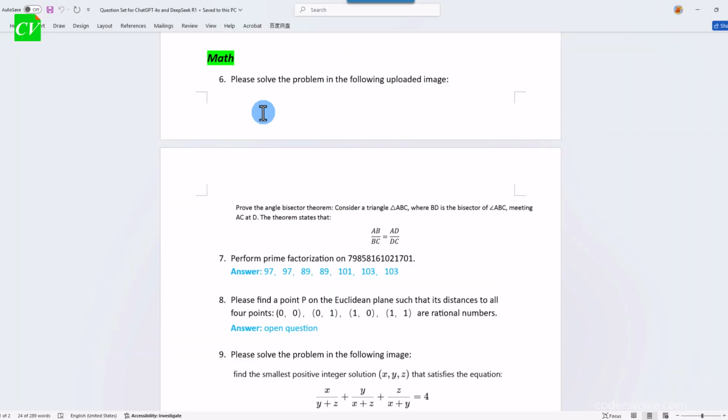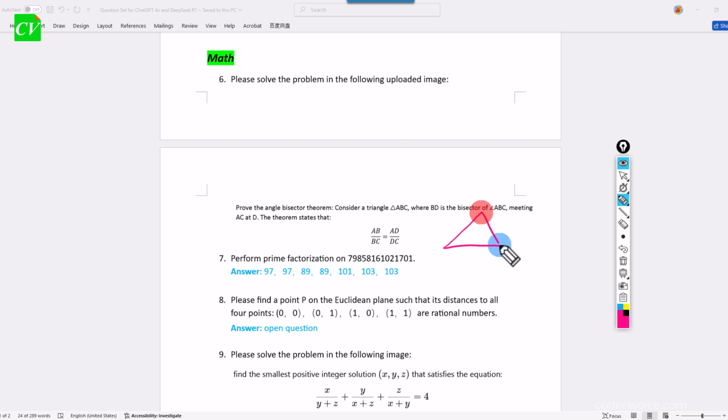Now, number 6 is to prove the angle bisector theorem. This is actually a high school math problem. So we have a triangle here. We have A, B, C. Now the bisector theorem says that if BD equally splits this angle, so that means that this angle and this angle are the same. And if we use this line to equally split angle ABC, we will get this relationship. Now let's take a look at how these two models answer this question.